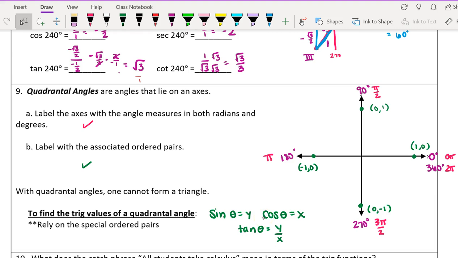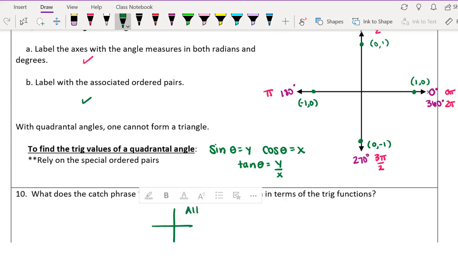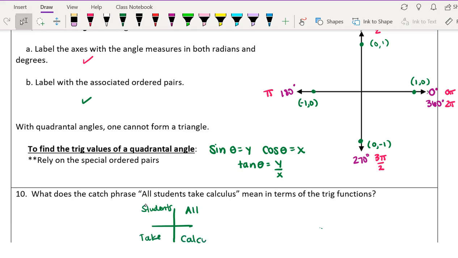Okay, and then the last question is, well then, what does the catchphrase, all students take calculus, mean? This means the 4 quadrants: all, students, take, calculus. It's an acronym for the functions that are positive in the 4 quadrants. In quadrant 1, all 6 functions are positive. Okay, all 6 functions are positive.